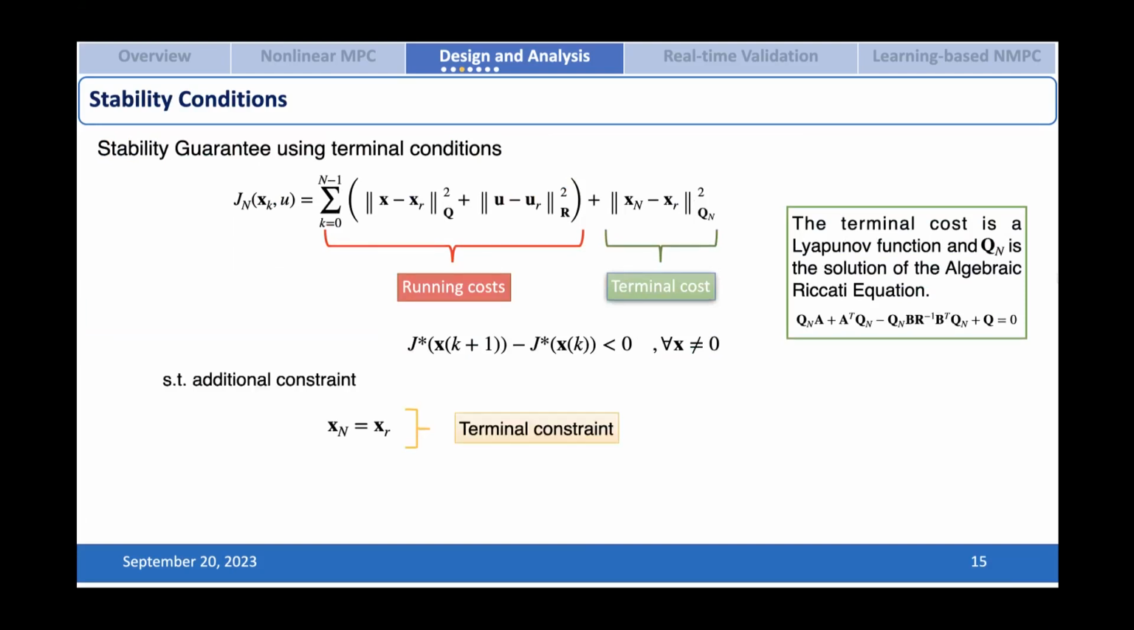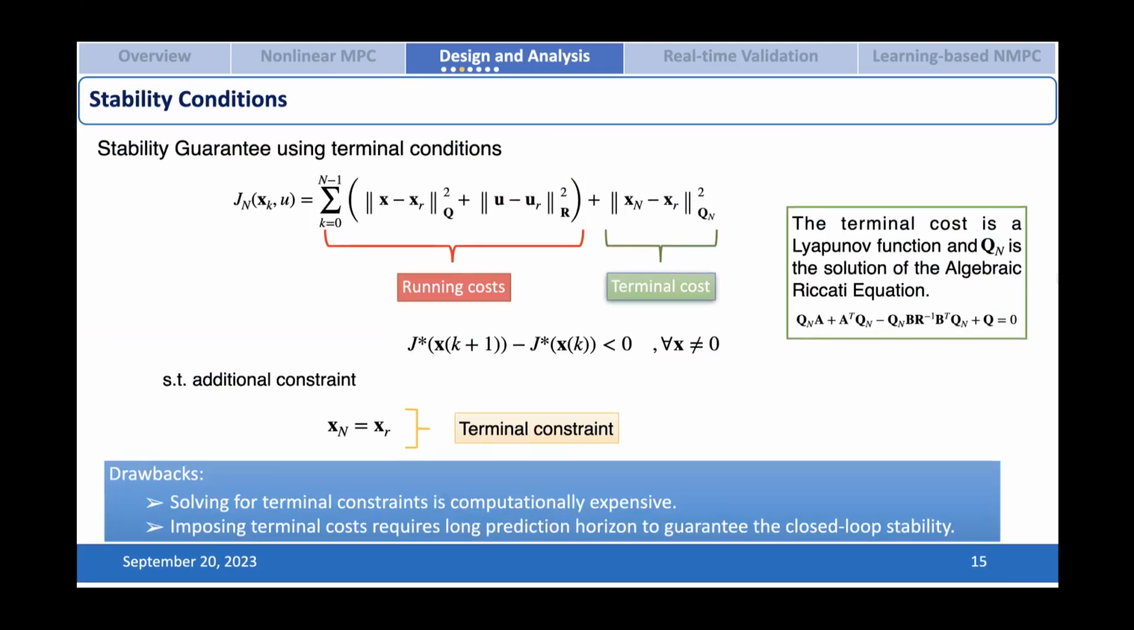The second solution for this stability guarantee is adding terminal conditions, or terminal constraints. With a terminal constraint, we force the last value of the state in the prediction horizon N to be equal to the reference value. This is a hard constraint. But the drawback of this technique is that solving the OCP, or optimal control problem, using the terminal constraint is computationally expensive, because we have to satisfy this hard condition.